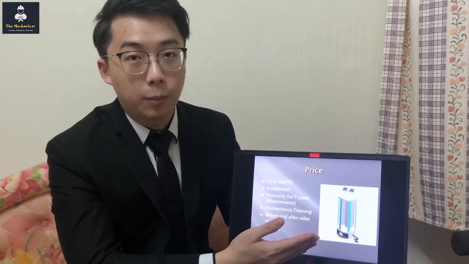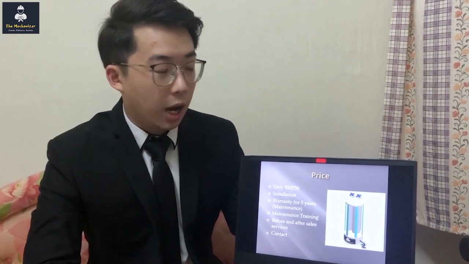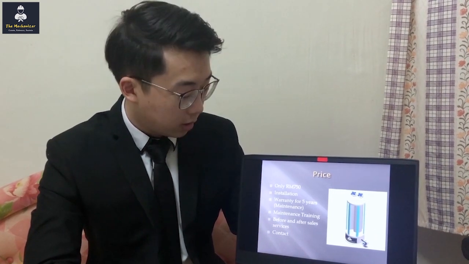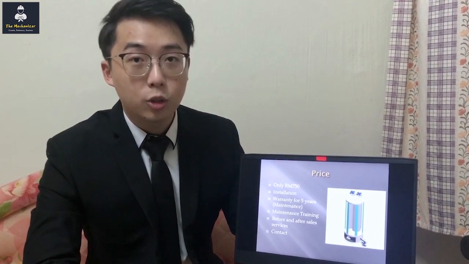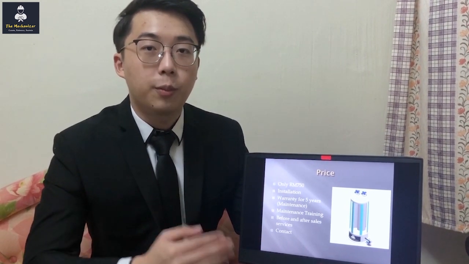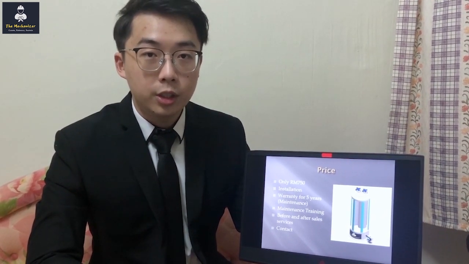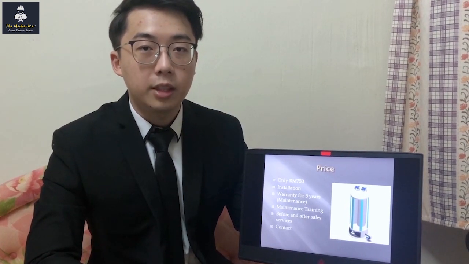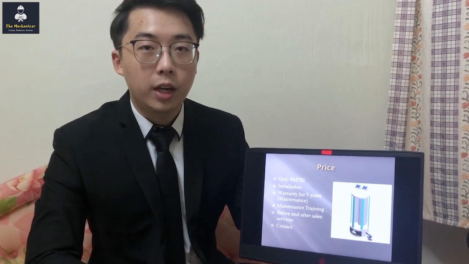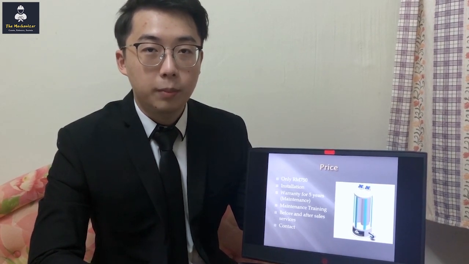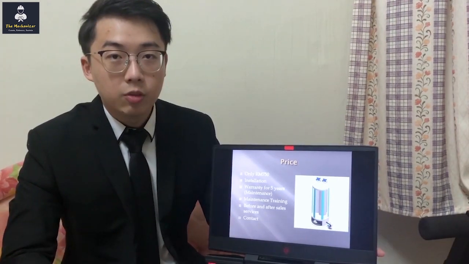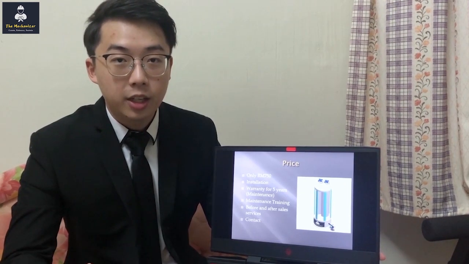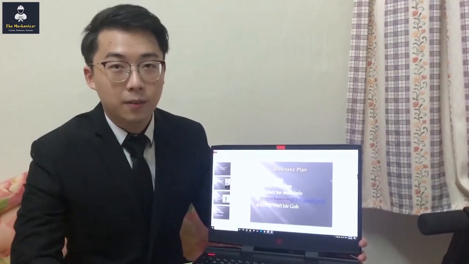This is the product from our company. This solar and wind turbine generator only needs $750, 50 ringgits, and we can also provide installation from our side. We provide warranty and maintenance for 5 years, and if you need maintenance training, we can provide your employees a full maintenance training. We provide before and after sales services for inquiry and also for repairs.